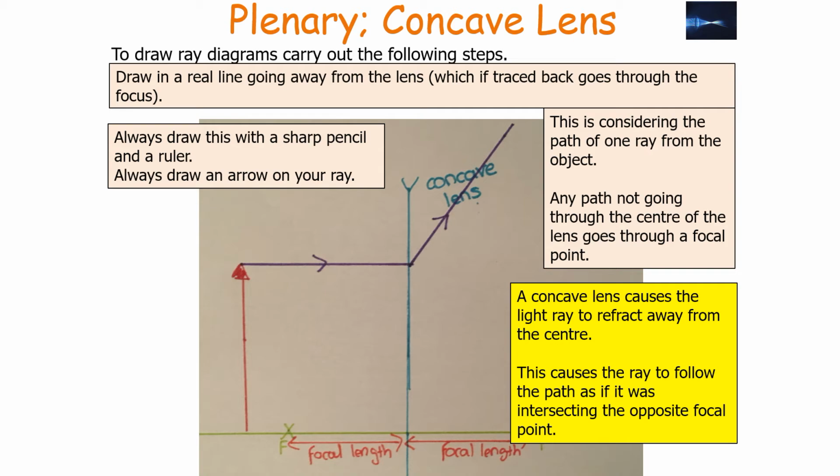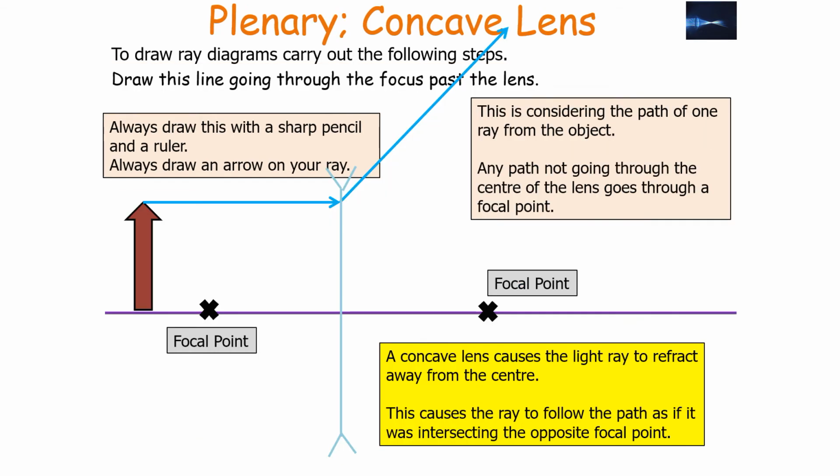This is because a concave lens causes the light ray to refract away from the center. It causes the rays to diverge. So this causes the ray to follow the path as if it was intersecting the opposite focal point, the focal point on the left hand side of the diagram. So it would look something like this.